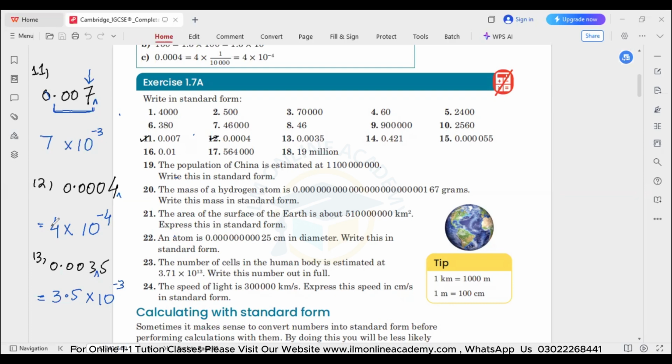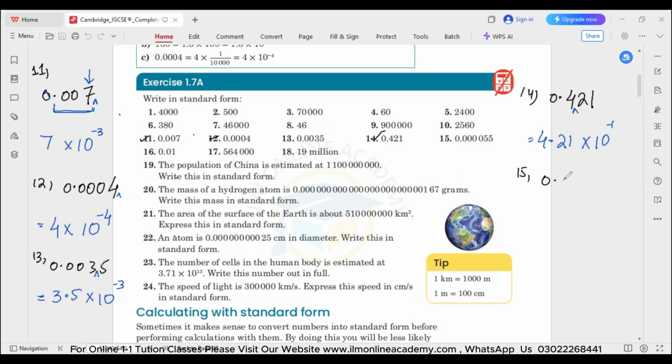Let's work on some other questions as well, as we have the 14th part, and this is 0.421. Okay. So again, the decimal point will be after 4. So this will be 4.21 times 10 raised to the power -1, because from decimal point to decimal point, we have only one number. So -1 will be the power this time. And you can check all the numbers instead of zeros that are significant. I'm writing all of these after the decimal point. So, okay, let's go on with the 15th one.